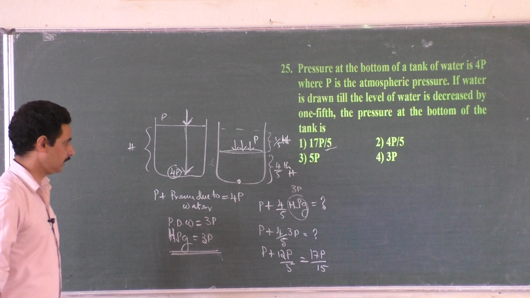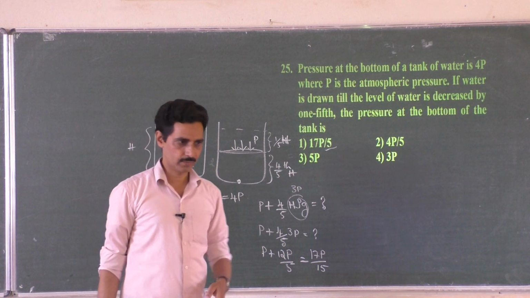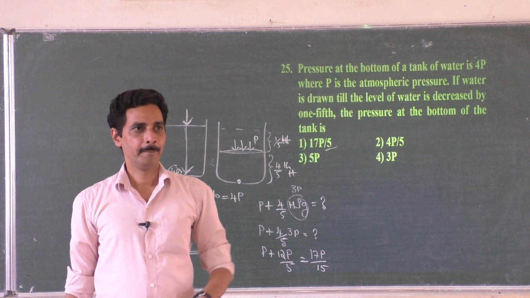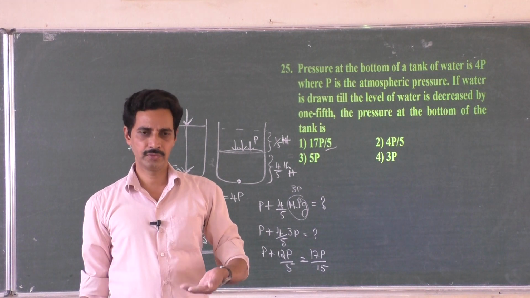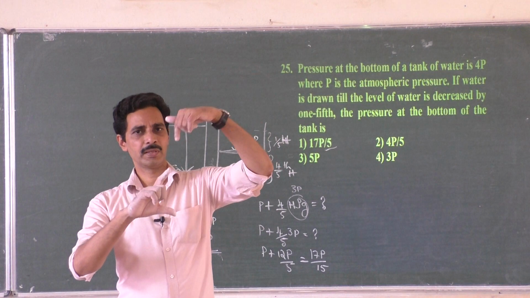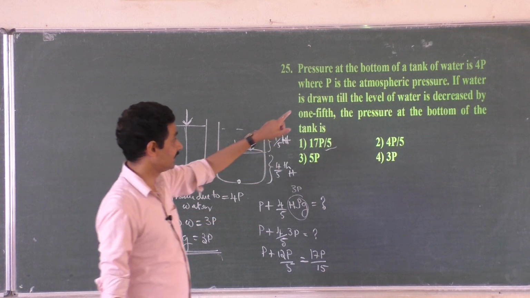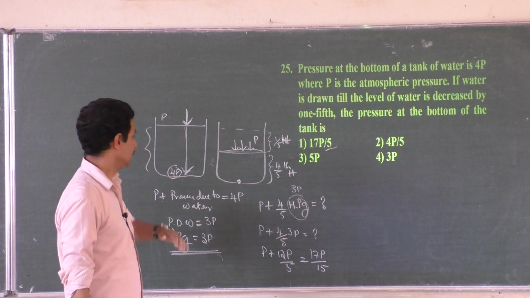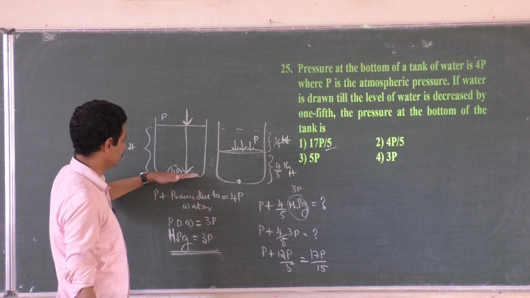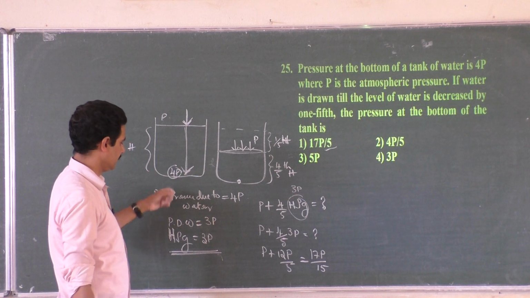First option. Got it now? So you have two hurdles here. One is they have given the pressure at the bottom, but that pressure is not only the pressure due to water, also pressure due to atmosphere. Because I have mentioned it as P, you have to take that. So P plus H rho g is 4P. So you will get H rho g.